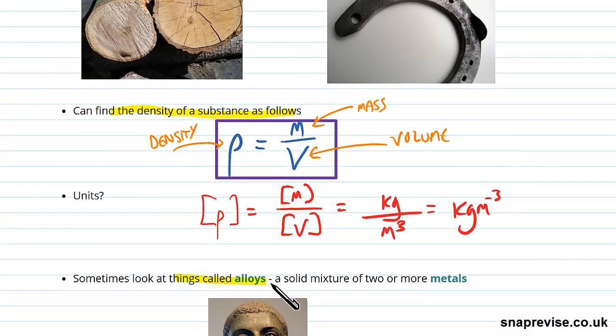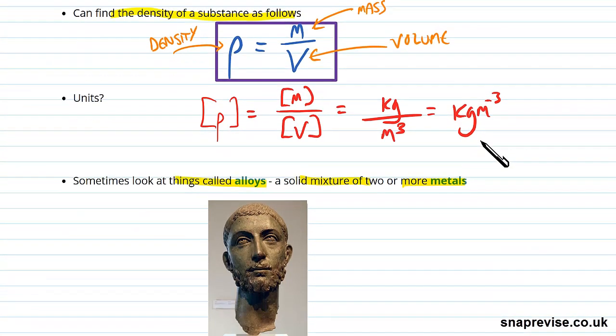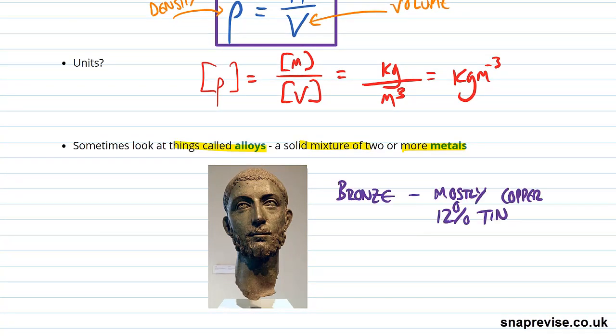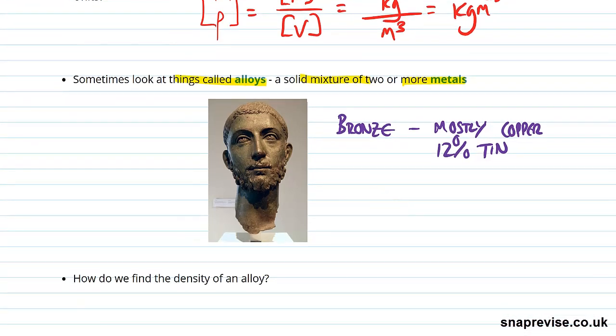So sometimes we look at things called alloys. Now, an alloy is just a solid mixture of two or more metals. For instance, this is bronze here, and bronze is an alloy. It's actually an alloy of copper and tin. So it's mostly copper with some other stuff in there, and 12% tin is kind of the remaining. So how do we find the density of an alloy if we're given the density of the metals making it up? Well, that's quite straightforward.